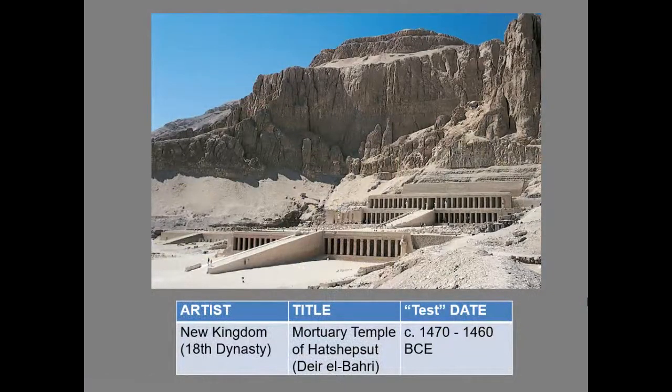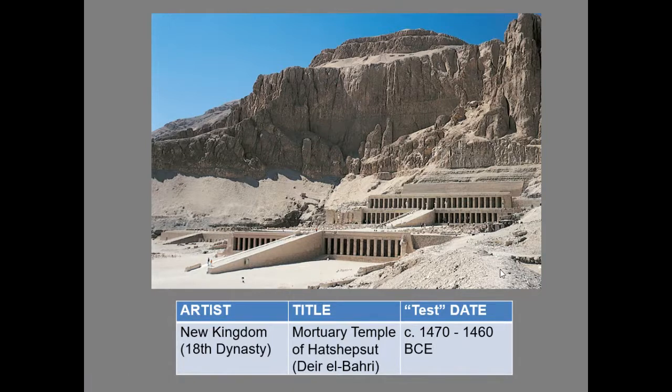The most impressive of these rock-cut tombs comes to us from the New Kingdom. This is the mortuary temple of Hatshepsut. So it's her funeral place, but it's also a temple to the gods. And that's kind of a fusion of funeral with religious temple structure. So this piece indicates for us her status and her power.